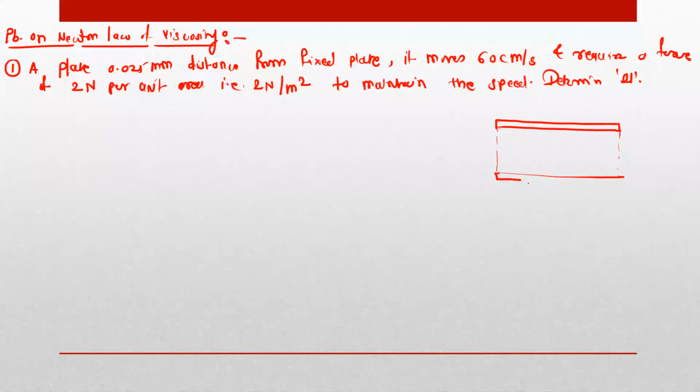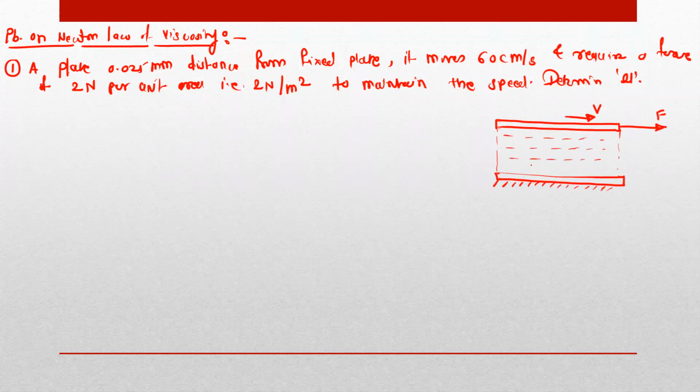So this is the fixed plate, and this is the moving plate. Okay, so the moving plate, if we apply some force, then it will start moving with a certain velocity. So this is the velocity v, and this is the liquid or the fluid between the two plates.